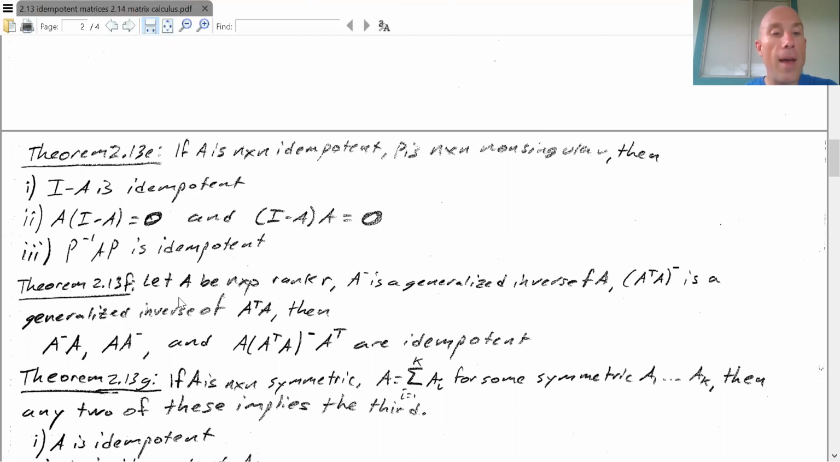For this next theorem, let A be n by p, and let's say it has rank r. What's a pirate's favorite letter? R. Okay, side note there.